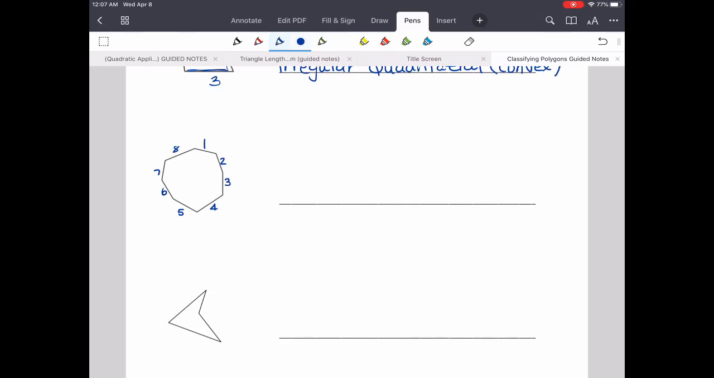Counting the sides on this one, we've got 1, 2, 3, 4, 5, 6, 7, 8. And you can definitely eyeball this, and you can tell that the side lengths are not the same, nor are the angles the same. So that is an irregular octagon. And I would say that this one is convex.